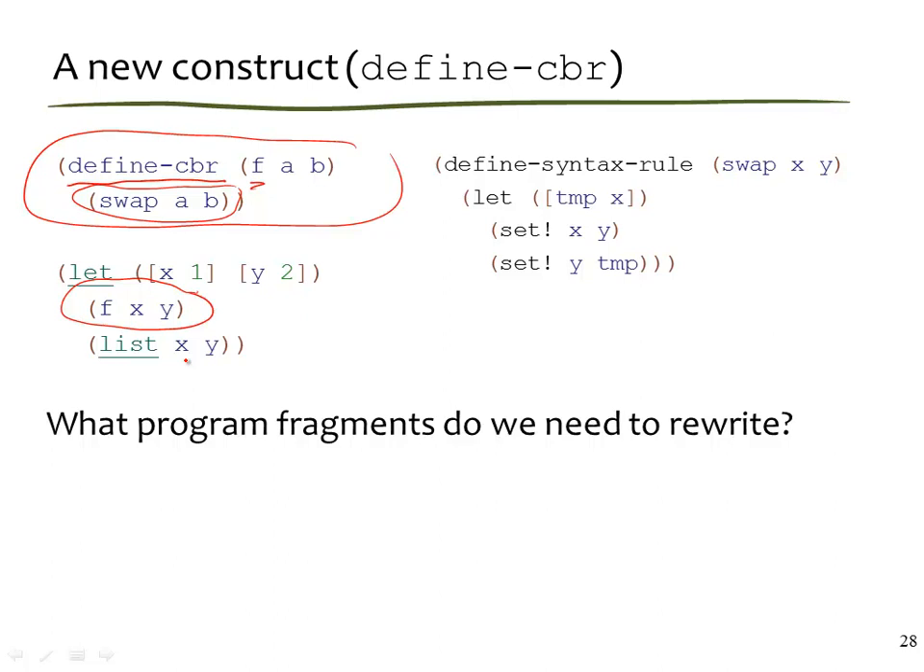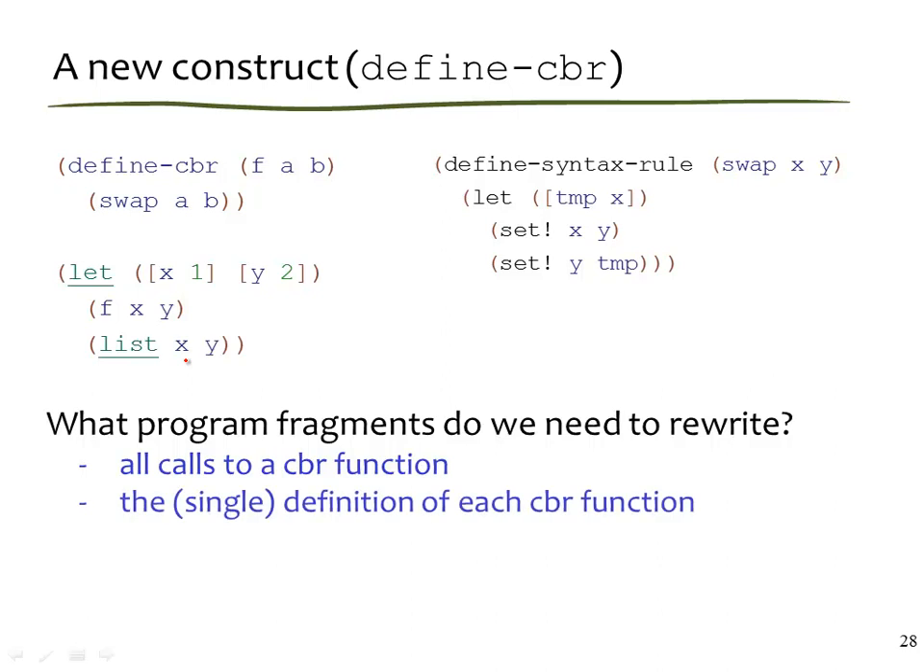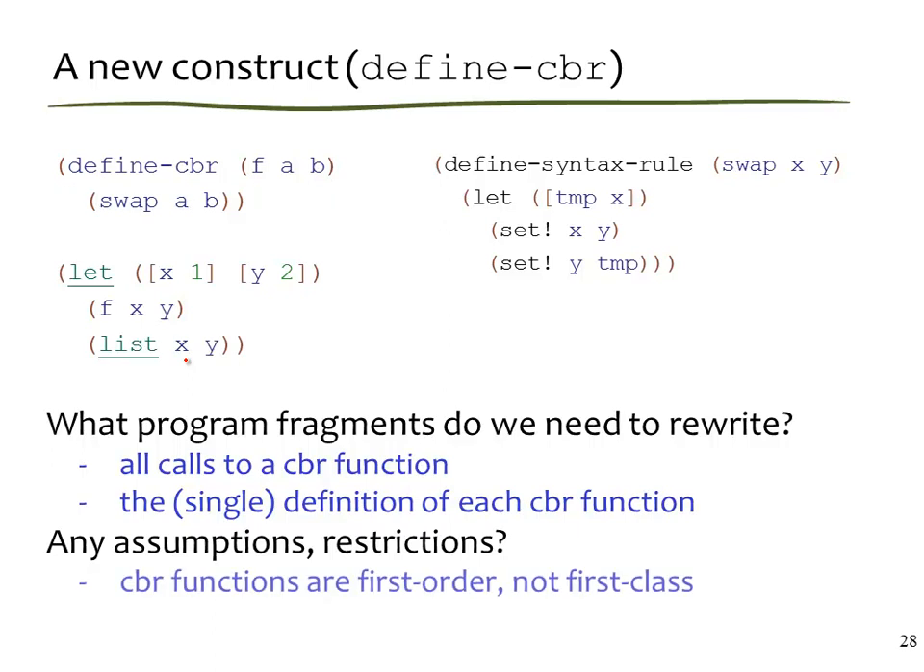Right? So there are 2 sides, the definition and the use. So all calls to the function, there could be more than one, could be 0, and the definition, the single one, will be rewritten. Okay? So if you still remember, what are the assumptions and restrictions? Warren mentioned that. They're first order. They are first order, so we cannot take f and pass it around, and when it is used somewhere, it will still have the CBR semantics. At least not with the simple implementation, but it's still pretty cool.